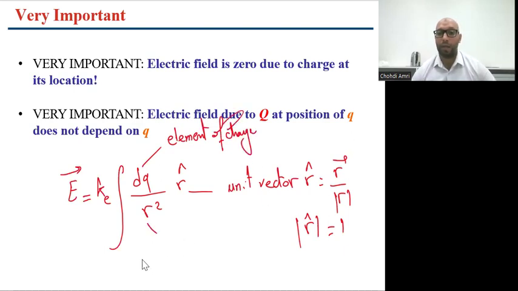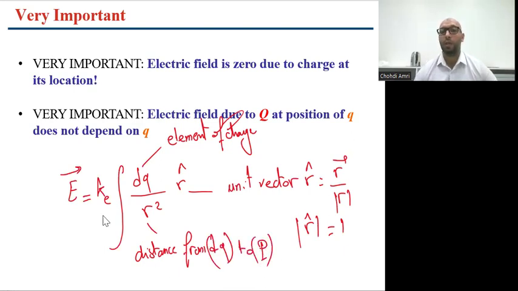And R is the distance from dq to the point P where we want to calculate the electric field. Ke is the Coulomb constant, which is equal to 1 over 4 pi epsilon naught, and we assume that this constant is equal to 9 times 10 to the power 9. And this is the electric field, as you know. So now we will try to calculate the integral of K dq over R squared multiplied by the unit vector.